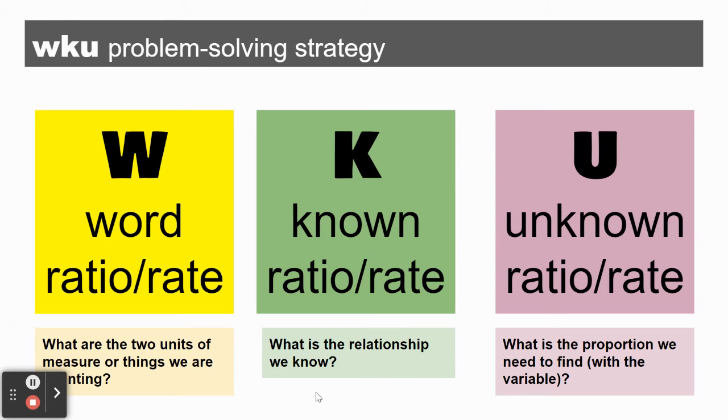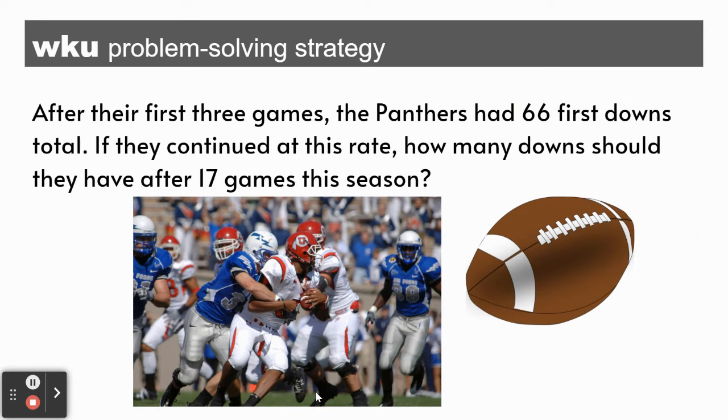So we're first going to set up the words, then we're going to set up the ratio or rate that we know for sure, and then we're going to set up the one that we don't know. It's the unknown. So that's what the WKU stands for. And then, of course, we'll solve at the end. So let's look at some examples.